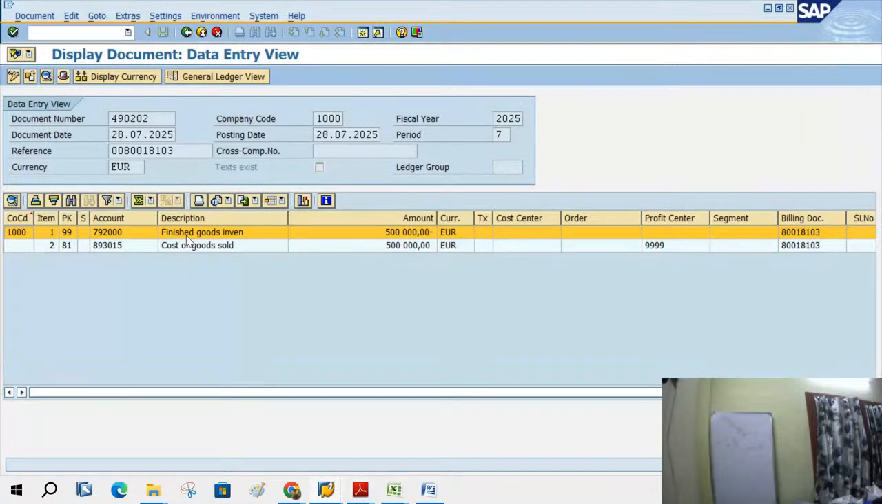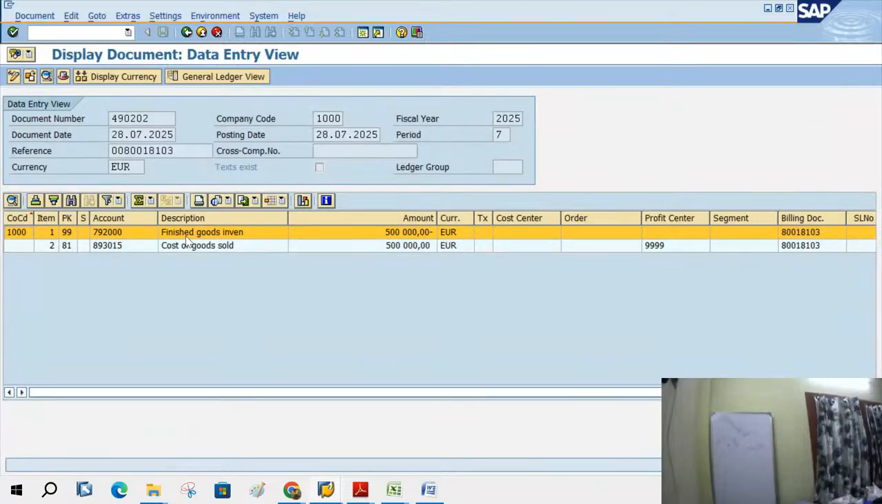Yes or no? So what are the GL accounts she is going to give? What is the GL account for the initial stock entry? That is finished goods inventory. The GL account is 792000, and the initial stock entry was 7999, and cost of goods sold 893015. For company code 1000, Tabitha has created 3 GL accounts. Yes or no?